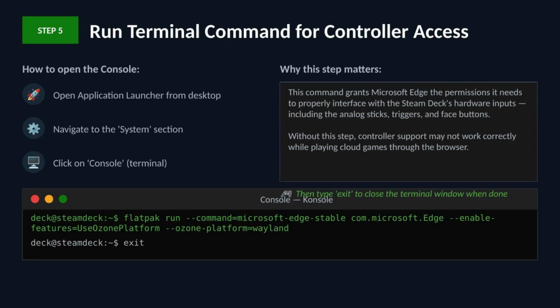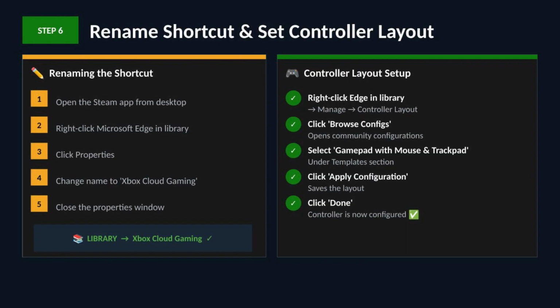Step 5. Rename the shortcut and apply controller layout. Open the Steam app from the desktop. Right-click Microsoft Edge in your library and click Properties. Change the name to Xbox Cloud Gaming for easier identification, then close the Properties window.